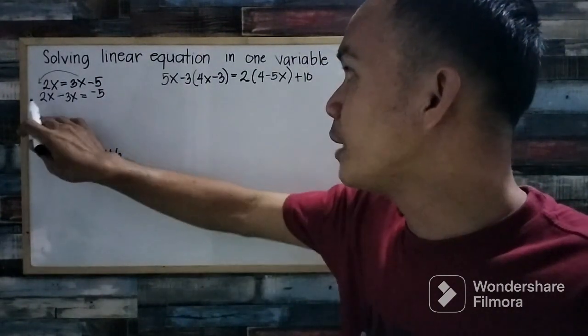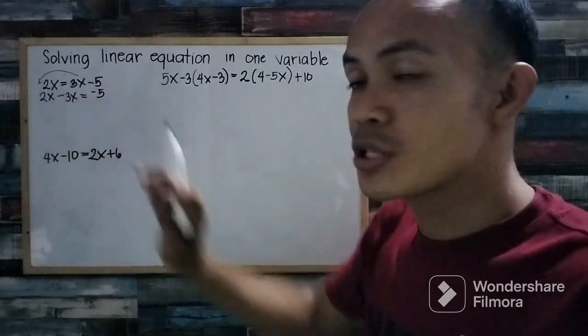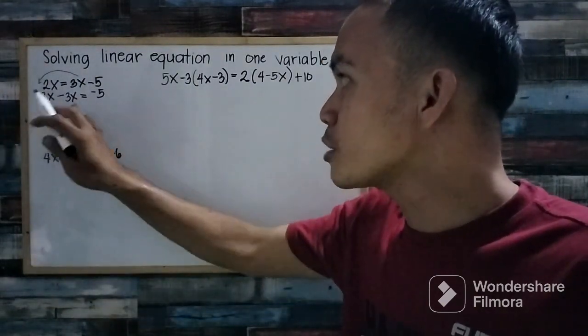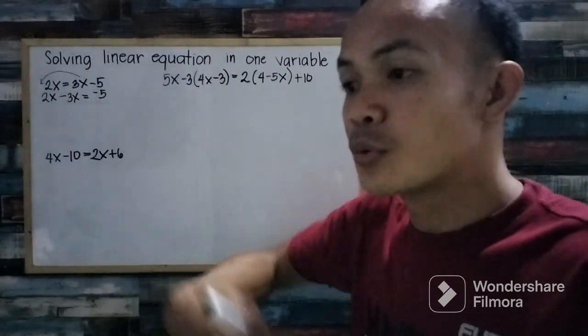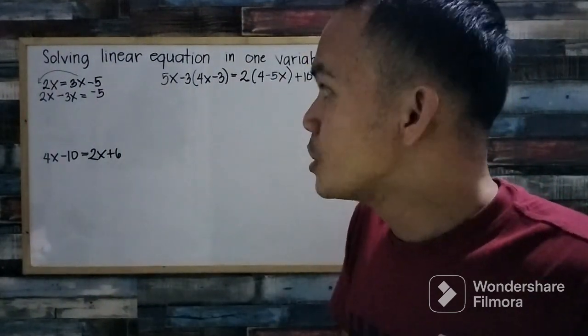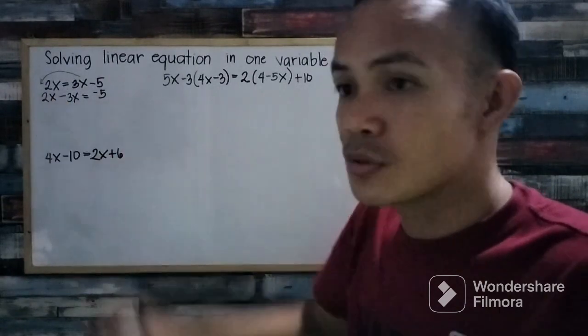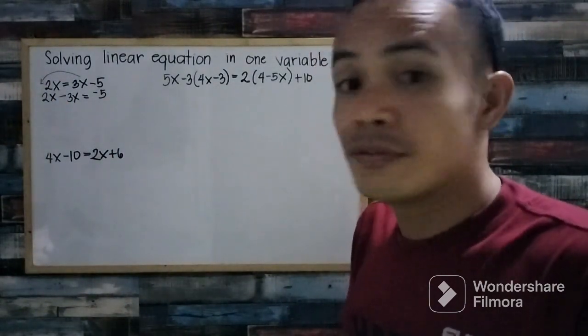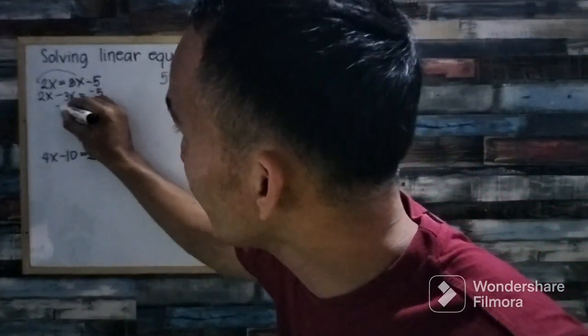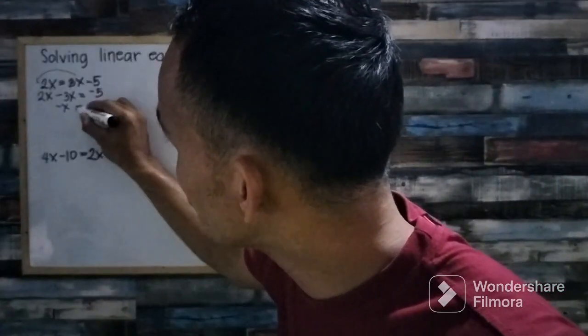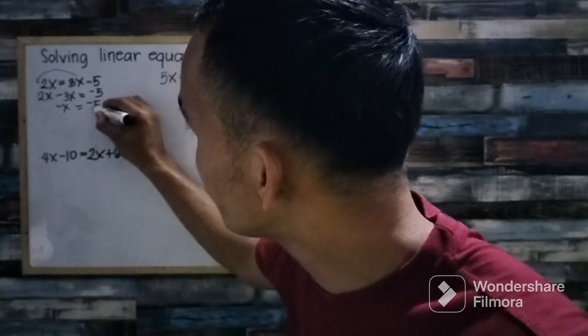So, now we have to combine 2x and minus 3x. So, 2x minus 3x, of course, in the rule of integers, right? So, we're gonna subtract 2 minus 3. That is negative 1, right? So, this is negative 1x or negative x is equal to negative 5.